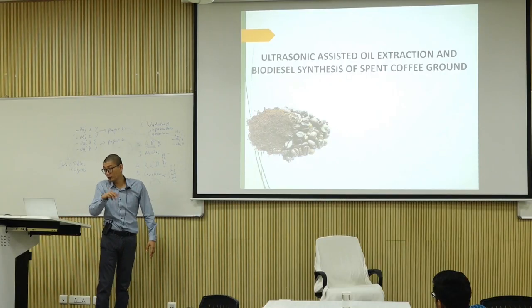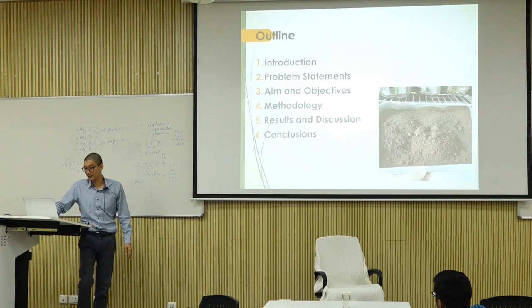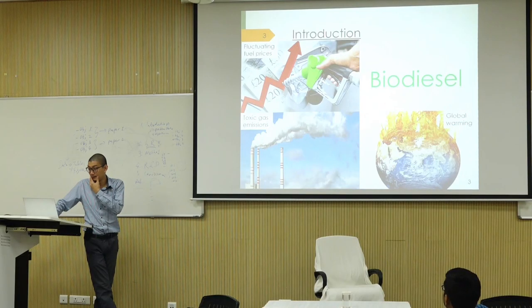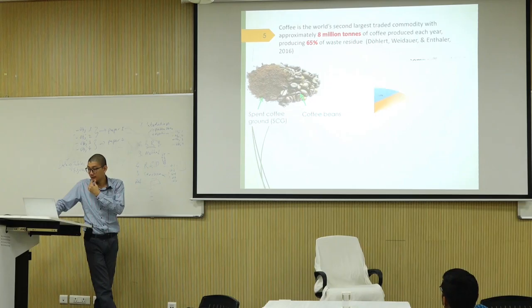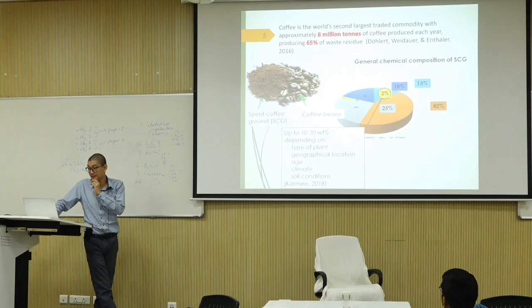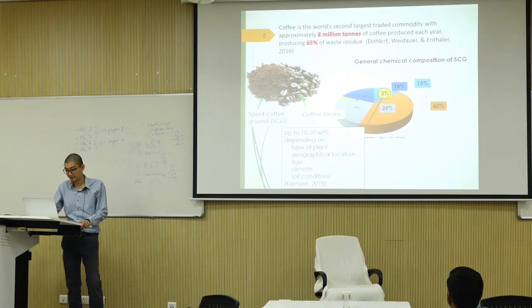Tomorrow I will show you the biochar one. Today is about the biodiesel. The introduction is the same thing, first and second generations. These are some of the statistics. In 2016, 8 million tons of coffee were produced, and 65% of that becomes waste residue. 65% out of 8 million tons is produced.